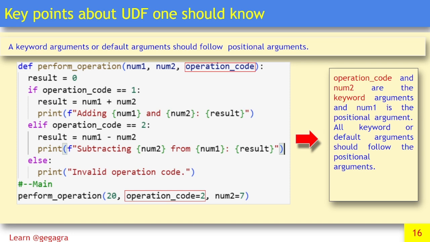All the keyword or default arguments should follow the positional argument. This is the condition. Okay, and after execution it will subtract 7 from 20, so the output will be 13 here. So see here, subtraction is result equal to num1 minus num2, where num1 is 20 and num2 is 7, and that is why the result will be 13. Hope you understood the order of the arguments: positional arguments, default arguments and keyword arguments.